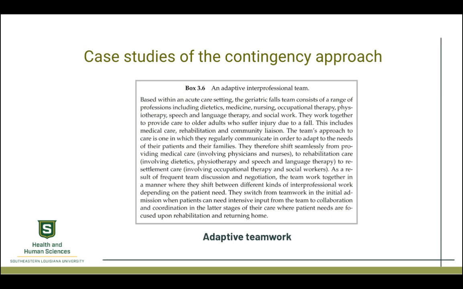So what makes this teamwork is that the team approach is they're regularly communicating in order to adapt to the needs of their patients in how they are doing work, and they're shifting seamlessly from providing health care, which involves physicians and nurses, to rehabilitation care, where you have the dietitians and physiotherapists, to resettlement care, where you have occupational therapists and social work. So this is why it is teamwork, because they are all working together even as they are moving from different stages of the patient care, they are all working closely together.